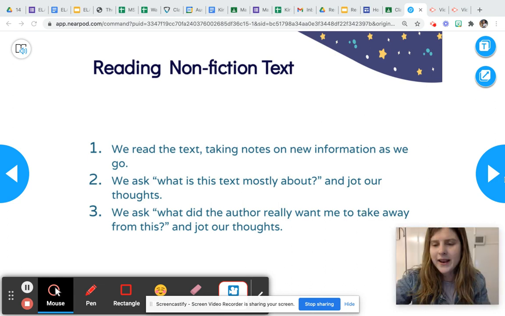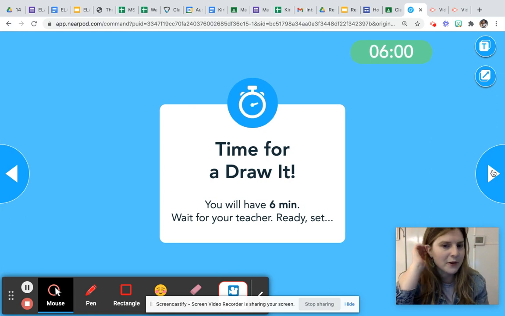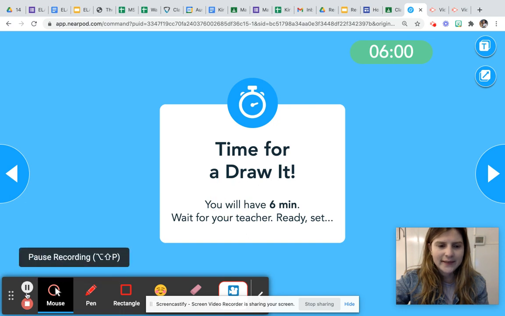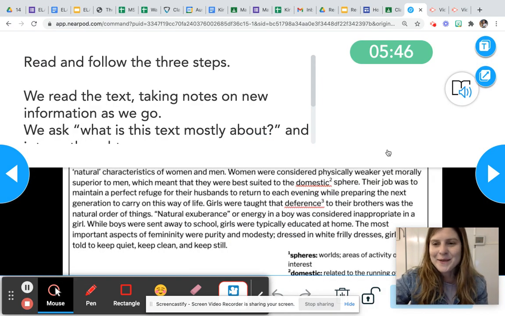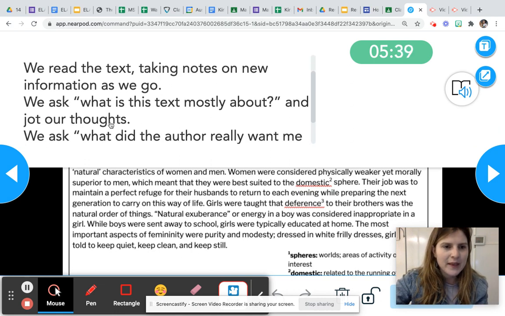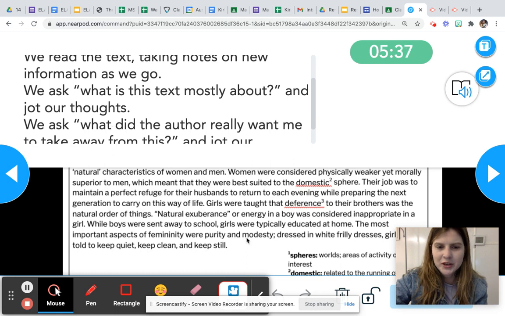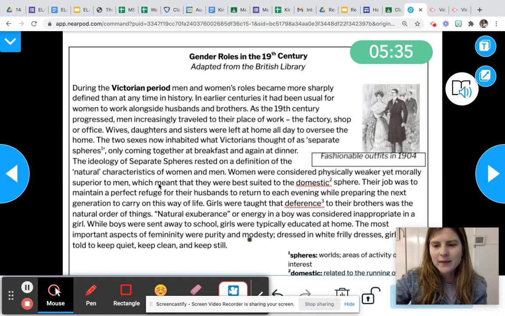So I'm going to practice this with a text that we're going to be reading anyways for our Draw It. I'm going to do the first paragraph, but then I want you to do the second paragraph, okay? So let's see if I can start this. All right, sorry, y'all. Nearpod threw me for a loop there. So if I'm looking at my steps, I want to first read the text, taking notes on new information as I go. Remember, I'm only modeling this with the first paragraph.